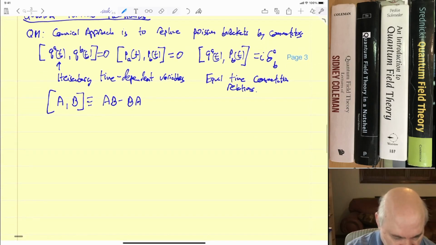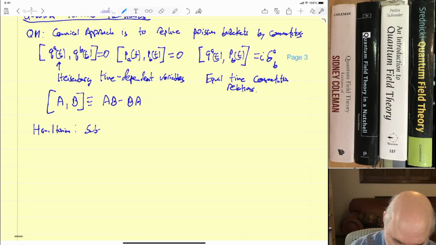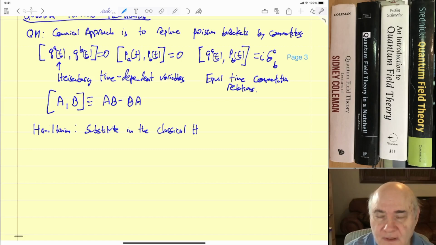Okay. So to get the new Hamiltonian, we substitute in the classical H, whatever variables we have, and now we're going to have these commutation relations. But as some of you know, I won't go into this here, there are factor ordering problems.